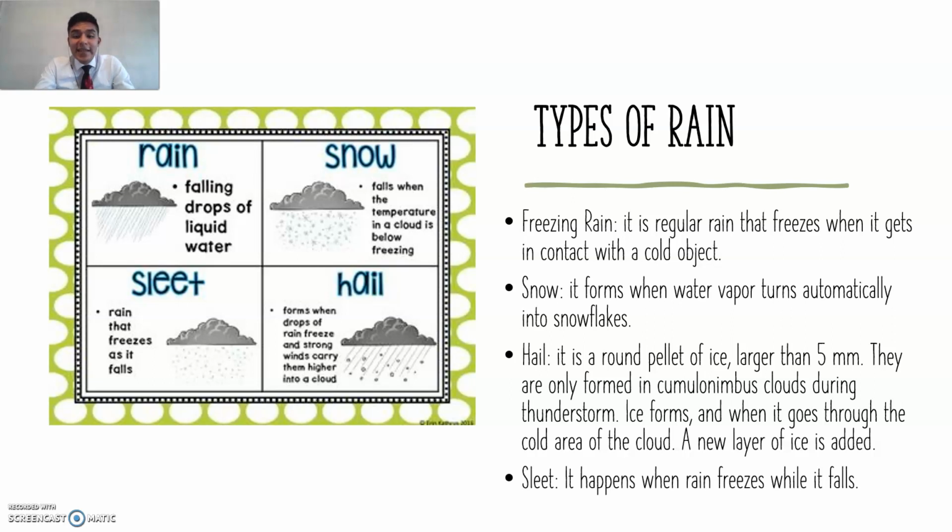And lastly, we have sleet, and it happens when rain freezes while it falls. So this is interesting because notice that we have two types. We have freezing rain and sleet. So what is the difference? Freezing rain is water that turns into ice when it touches objects. And sleet is going to form when rain is coming down to the ground, but it turns into ice while it is coming down. It is not getting in contact with any other object before touching the ground. So in the air, it is going to turn into ice, right?